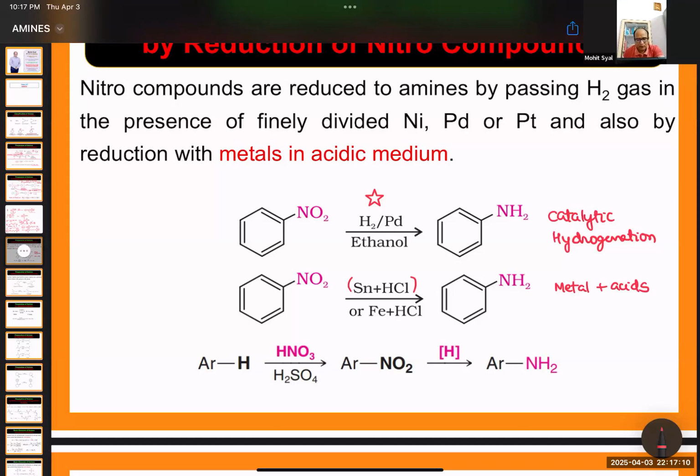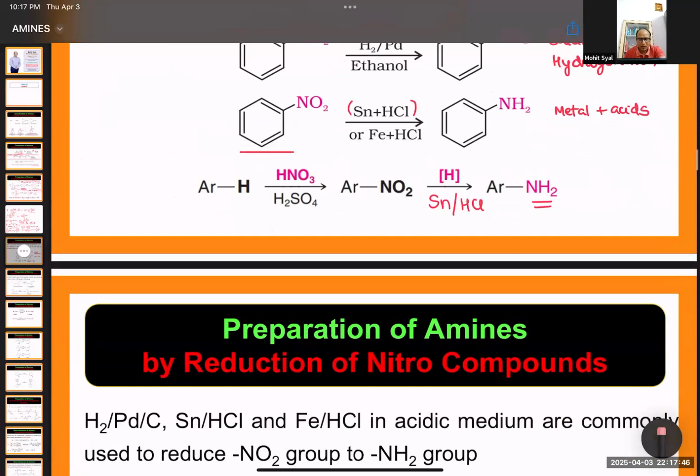If NO2 is not there, if you start from nitrobenzene, okay. But if it is not there, you can bring in nitro group by nitration. We had seen earlier, nitration can be carried out by taking a mixture of nitric acid and H2SO4. Then you can reduce by Sn/HCl. You can reduce the NO2 group to NH2. I hope this is clear to you. Got it? So by reduction of nitro compounds, you can get amines.